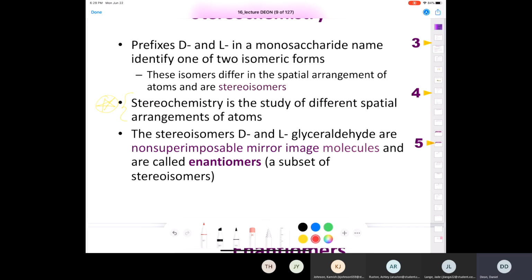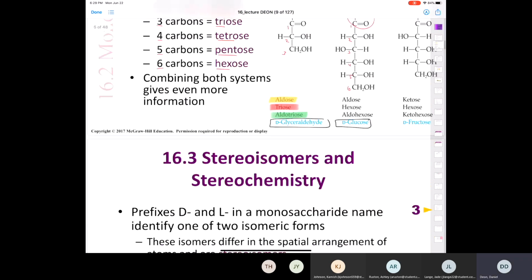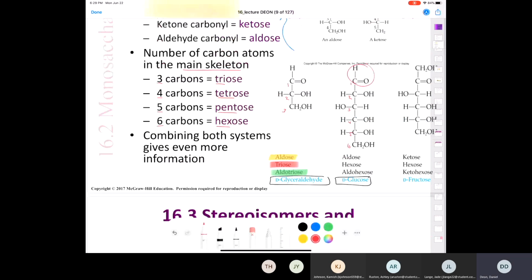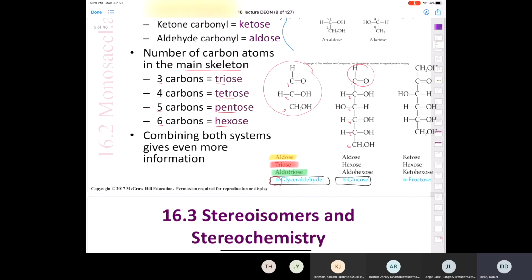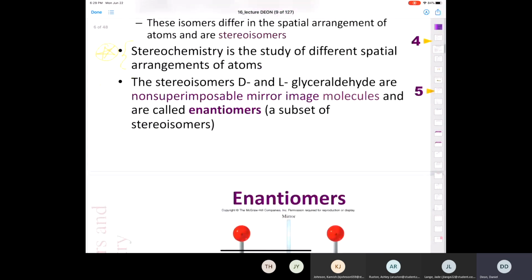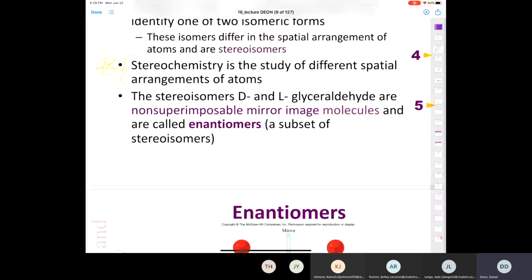It says here that not only can I have D-glyceraldehyde, let's go back. Okay, here's our D-glyceraldehyde molecule right here. Not only can I have the D-glyceraldehyde, I can also have L-glyceraldehyde. And they are non-superimposable mirror image molecules, and they are called enantiomers. The definition of enantiomers is molecules that are non-superimposable mirror images.